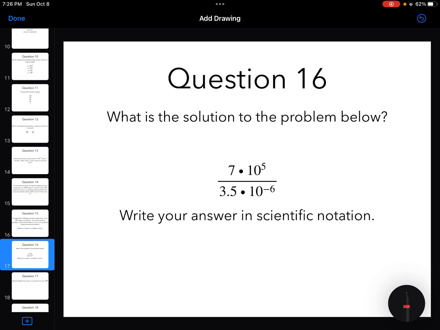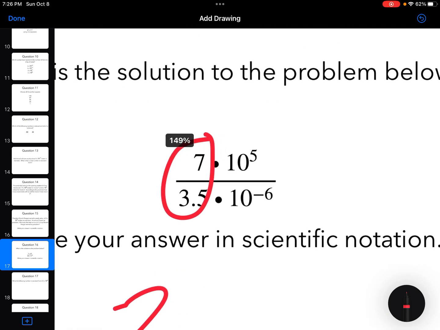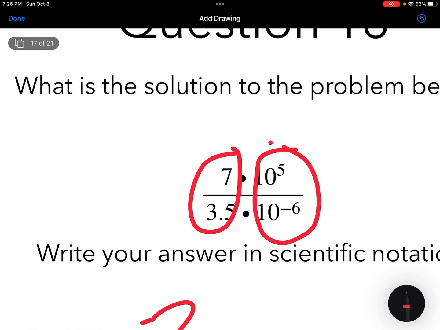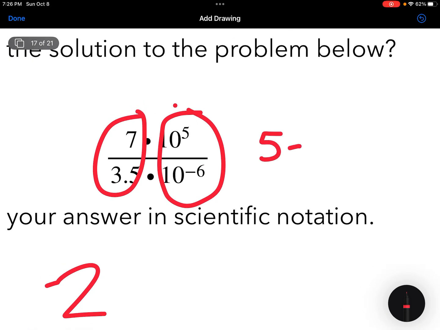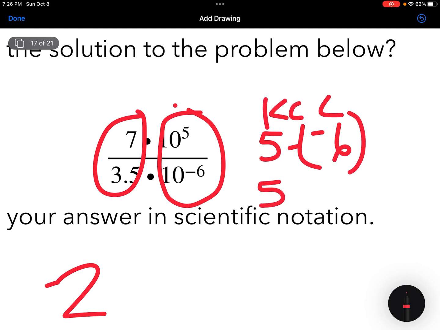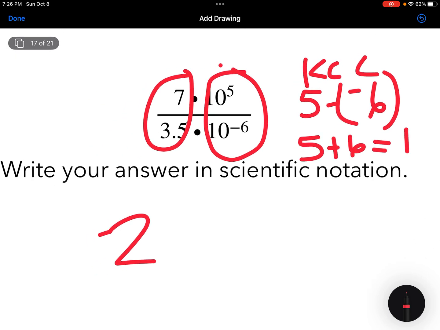Question 16. They want us to write our answer in scientific notation. So we're dividing. I'm going to do 7 divided by 3.5, and I get 2. Then I have to subtract my exponents. So 5 minus negative 6. Keep, change. 5 plus 6 is 11.